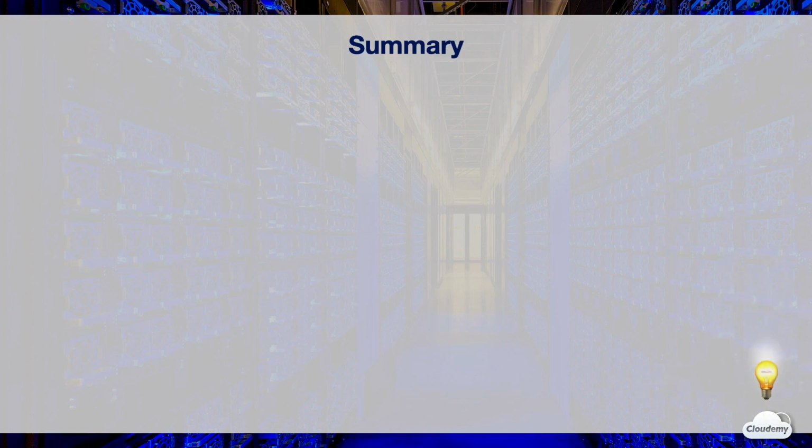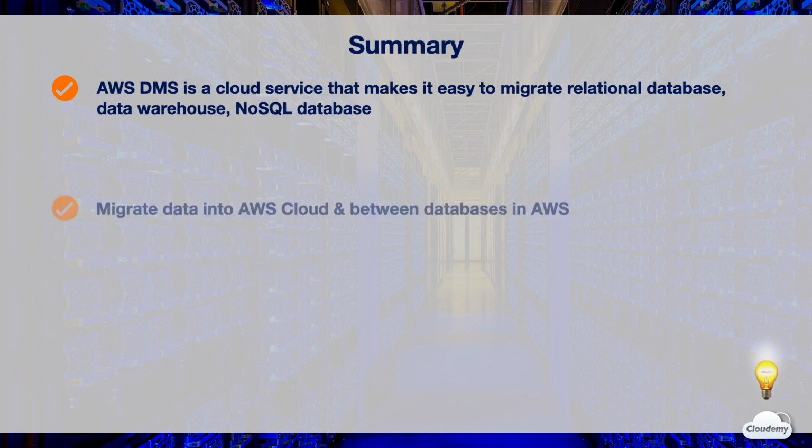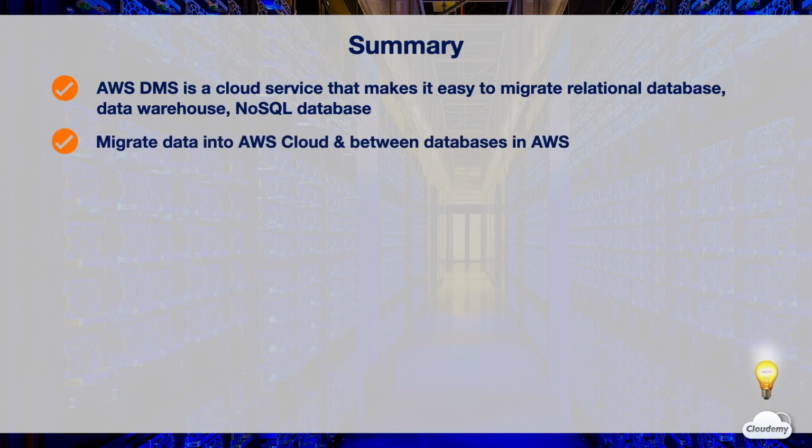In this episode, we've learned about the AWS Database Migration Service and Schema Conversion Tool. AWS Database Migration Service or DMS is a cloud service that makes it easy to migrate relational databases, data warehouses, NoSQL databases, and other types of data stores. You can use DMS to migrate your data into the AWS cloud, or migrate data between databases in AWS. You can also use DMS for cross-region migration.